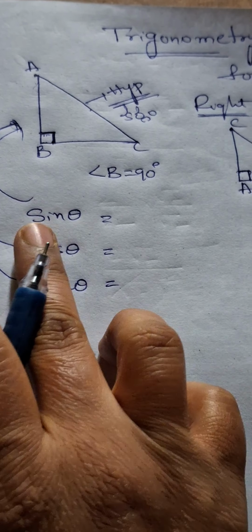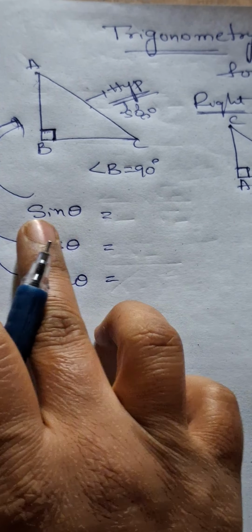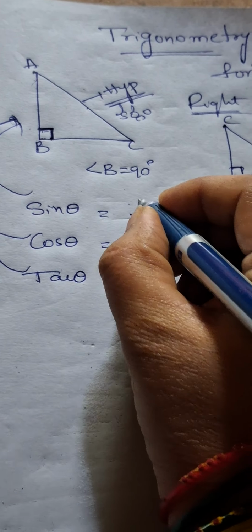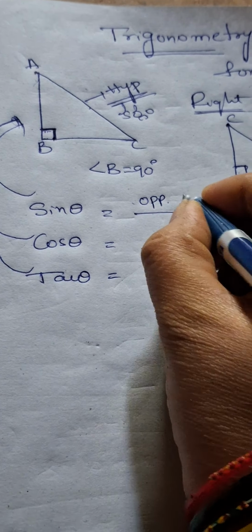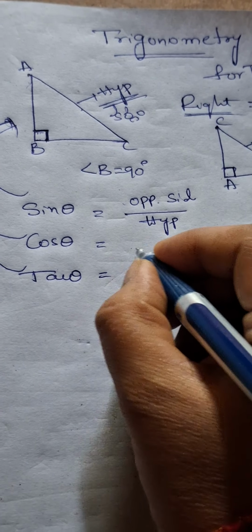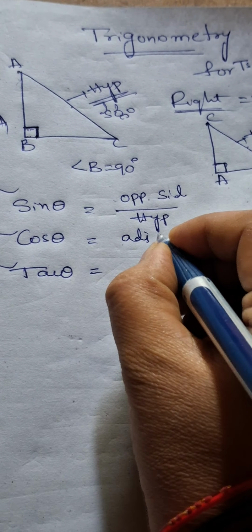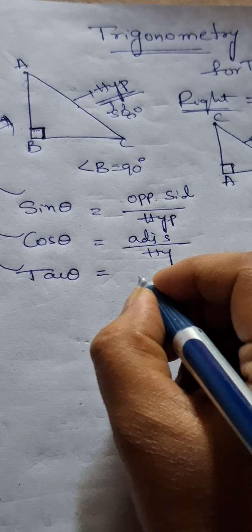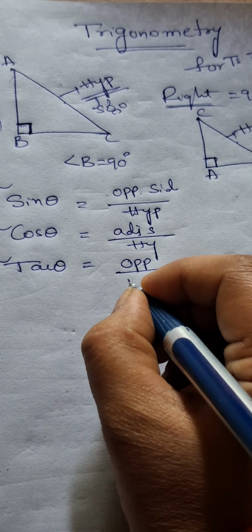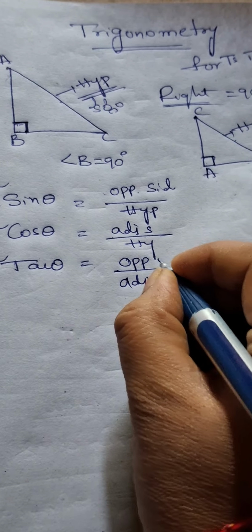Here we are writing sin theta. So you have to learn the formula first. What is the formula for sin theta? Opposite side by hypotenuse. Okay, cos theta, adjacent side by hypotenuse. What is tan theta? Opposite side by adjacent side. Okay, clear ma'am? Till here okay, we understand.